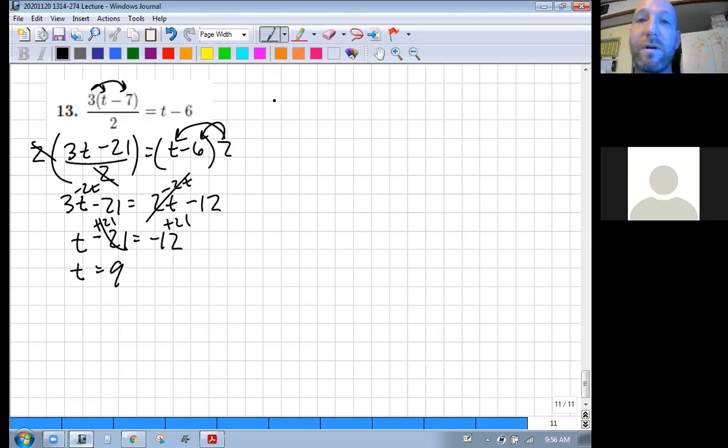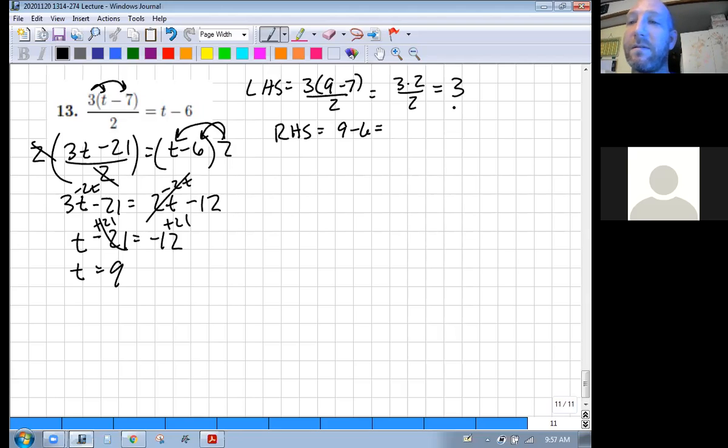So let's check our work. Our left-hand side, 3 times 9 minus 7 over 2. What is that equal to? 3 times 2 over 2, that's 3. Left-hand side is 3. The right-hand side, 9 minus 6 is 3. Right-hand side equals left-hand side. So 9 is correct.